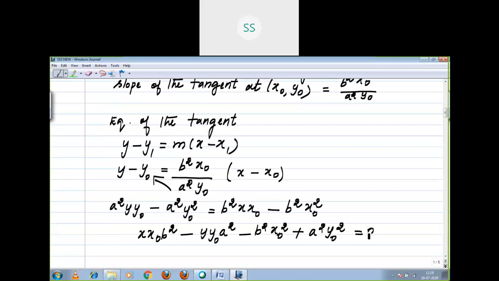Right? What is your equation of the tangent? Anyone you have to repeat? Yeah, very good. What is it? x naught b square x minus y naught a square y, sorry, y naught a square y minus b square x naught square plus a square y naught square.